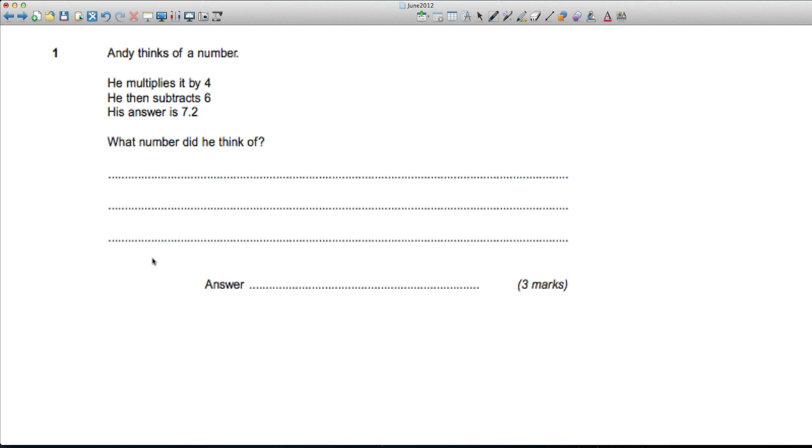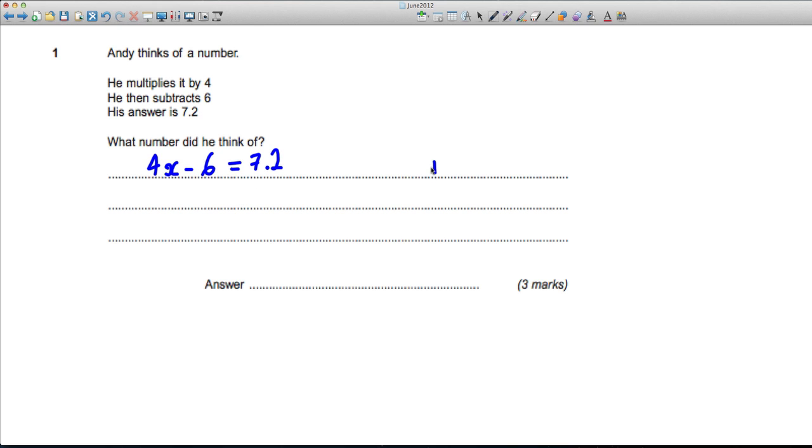Andy thinks of a number, he multiplies it by 4, he subtracts 6, his answer is 7.2. What number did he think of? Let's use algebra when you're thinking of a number. So you think of this number, you multiply it by 4 first, 4x, you subtract 6 from that, and you get 7.2.